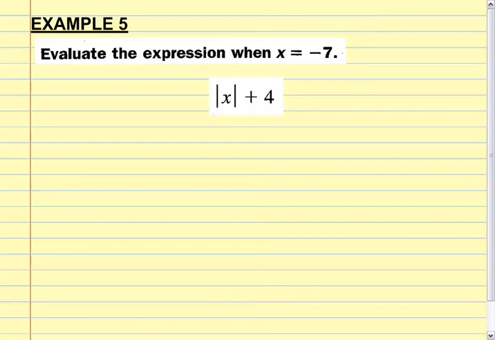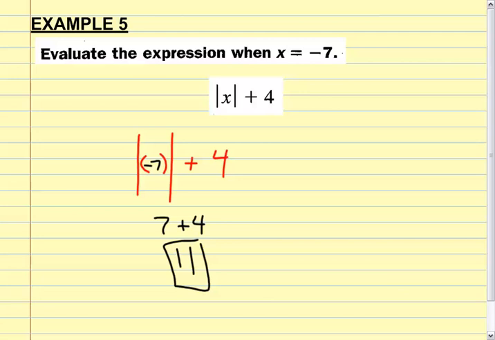Now, this says evaluate the expression when x equals negative 7. Casey, what does it mean to evaluate? To plug in. So what do I do first? Plug in. So parentheses, where the variable was, and what do you want me to put in those parentheses? Negative 7. So these big bars are asking us a question, Cedar. What question are they asking us? What's the absolute value of negative 7? 7. And Cedar, what's that? 1. Done.